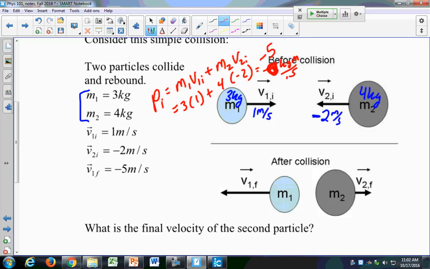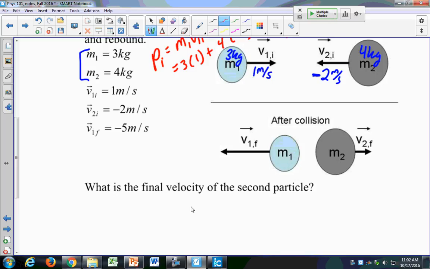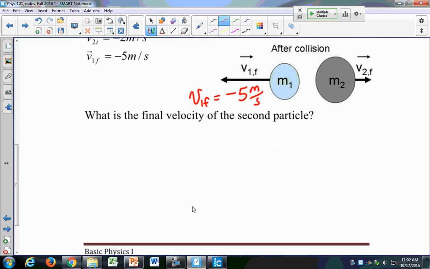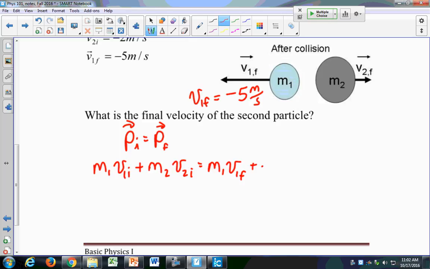All right, so I also give you the final velocity of V1. I tell you that this speed is minus 5 meters per second. This is V1F. And I want to know what is the final velocity of the second particle. So the way you would do this is you would say P initial is equal to P final. That's going to be M1 V1 initial plus M2 V2 initial equals M1 V1 final plus M2 V2 final.